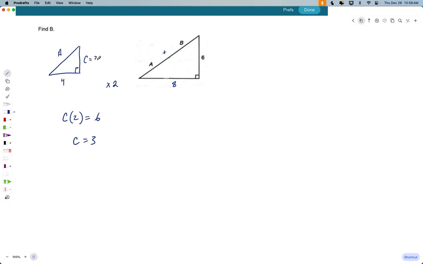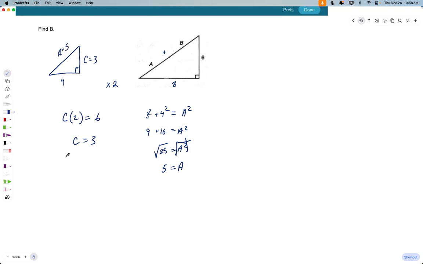So if C is equal to 3, then I can use Pythagorean's theorem to find A. All right, so I've got 3 squared plus 4 squared is equal to A squared. That's going to be 9 plus 16 is equal to A squared. 25 is equal to A squared. That means that 5 is equal to A because I unsquared everything. Square root of 25 is 5. So A is equal to 5.